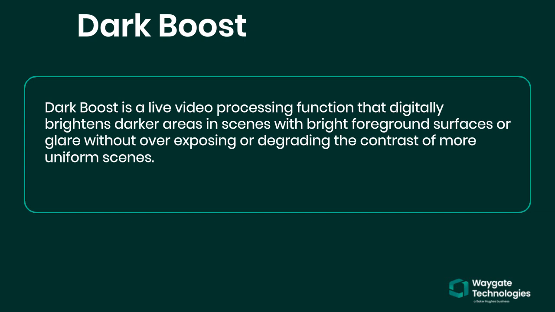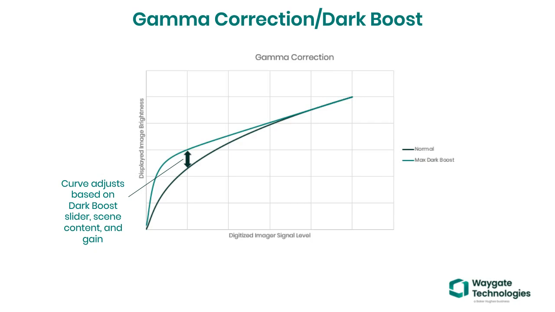All cameras apply gamma correction, where the levels of darker pixels in the image are boosted digitally. This makes the images look normal to our eyes. Otherwise, the image would be very dark. Dark Boost assesses the brightness content of scenes and intelligently adjusts the gamma correction level to further increase brightness in dark areas.